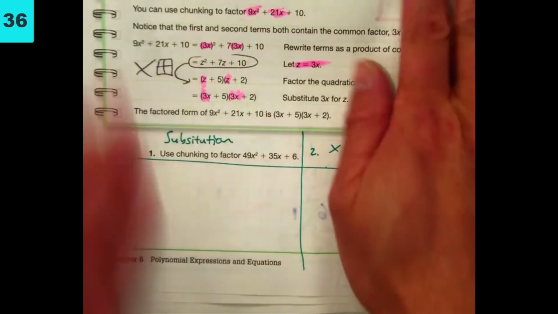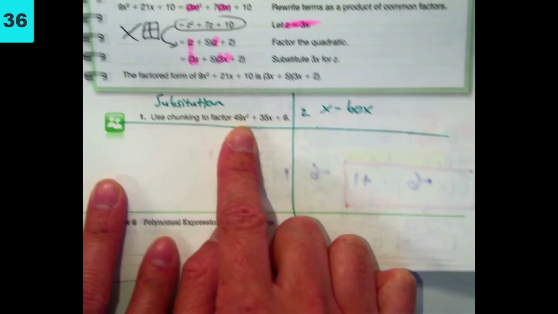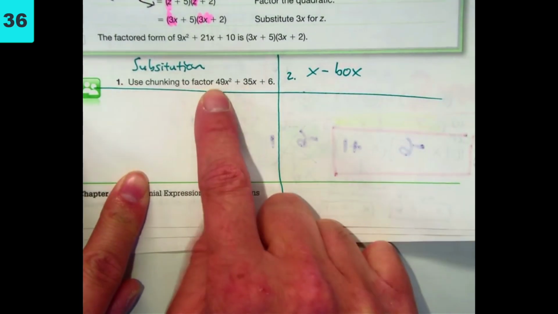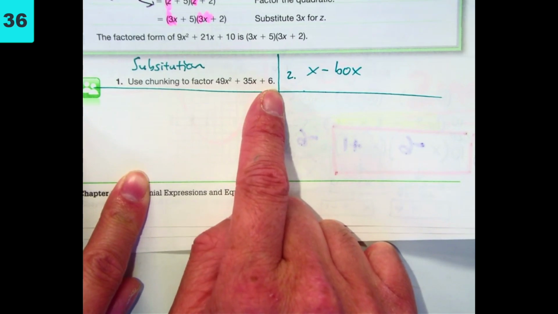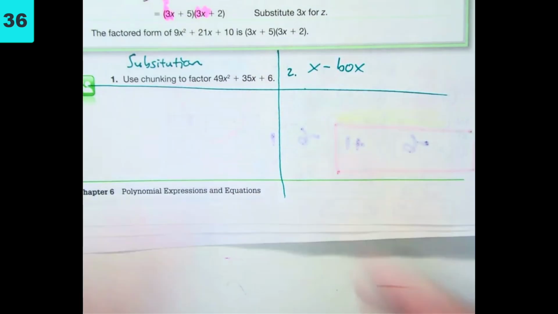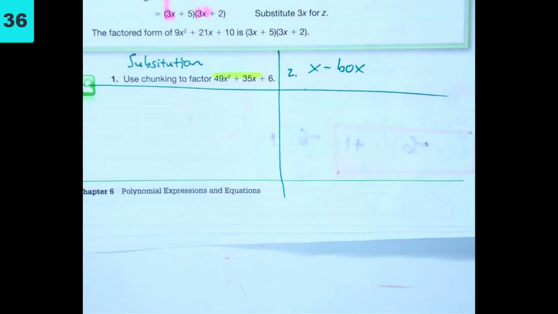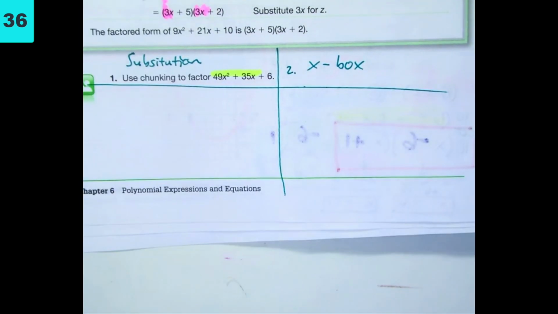Alright, so I'm going to show you guys chunking or substitution by using this example here. 49x squared plus 35x plus 6. I first look at all of the numbers, the constants, and recognize that there's no greatest common factor. Then, this chunking or substitution method only works in a particular case. If I look at the first two, I have to think to myself, does it have anything in common? Class, does it have anything in common?